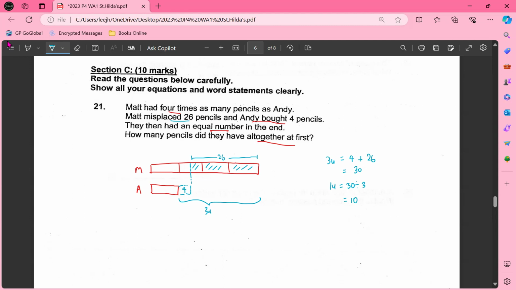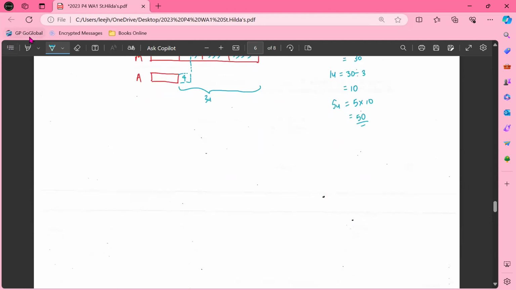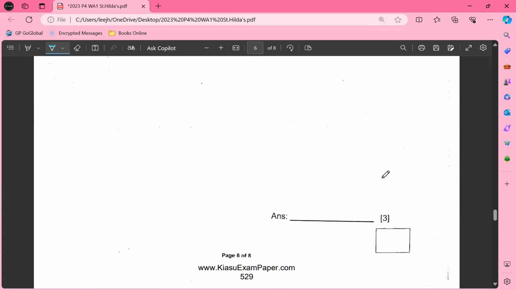If you focus on the red color model, you know that you drew 5 units at first. Mat 4 units, and Andy 1. So you're looking at the value of 5 units at first. So 5 times 10, 50. That's your answer. So please write down your answer here. It's all the way at the bottom. Fill up the final answer. 50 pencils.